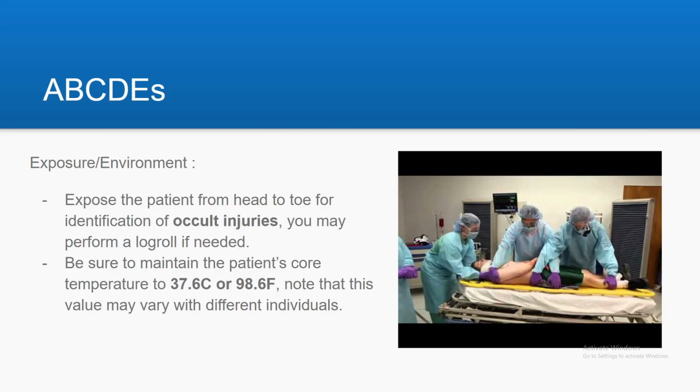Exposure and environment. Ideally, you'd like to expose the patient from head to toe for identification of occult injuries. You may also perform a log roll if needed. A log roll basically means you're going to turn the patient to the side to look for any injuries in the back. For example, with gunshot wounds, you want to check for any exit wounds.